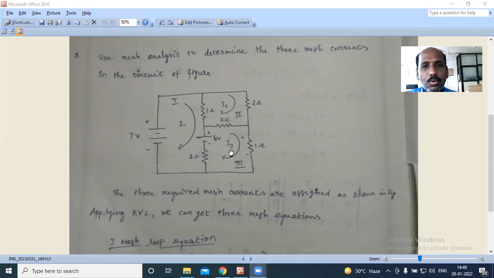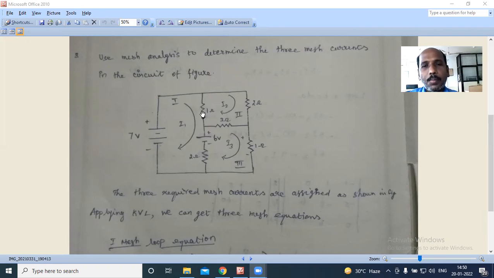Once you know the current flows through the various meshes, then we can determine the current flows through any component in the given circuit. For example, if they are asking, determine the current flows through the 1 ohm resistor. If you know the mesh current flows through the first mesh and second mesh, then the difference between these two will flow through the 1 ohm resistor, right? Here, first I am explaining how to find out the various mesh currents, right?